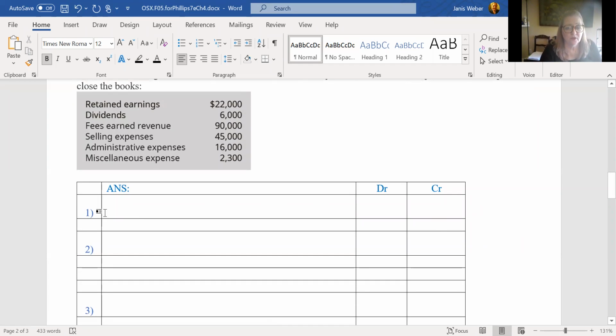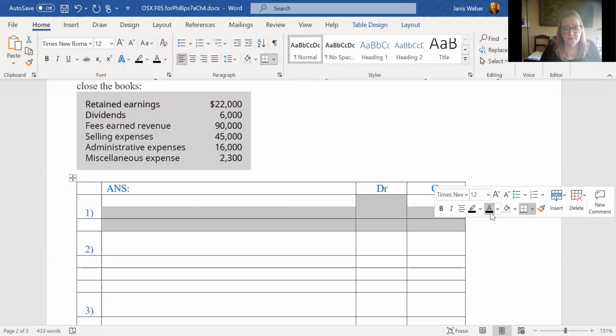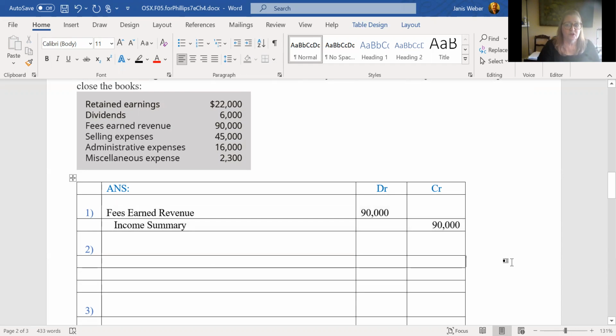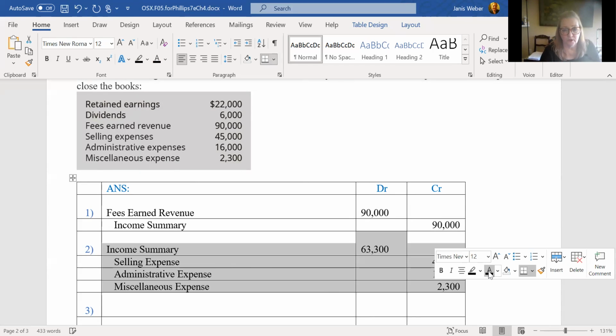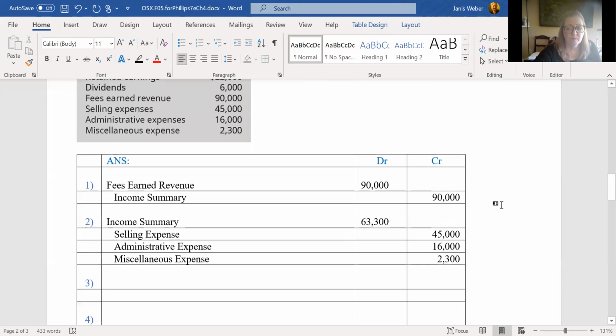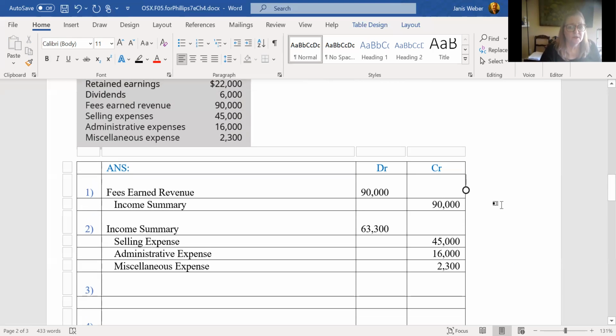Okay, so the first one is we're going to clear the revenue or close the revenue. In this case, it's fees earned revenue. Service business. Fees earned revenue is a credit balance account, so we debit it when we close, and we close it to the income summary account. Then we pick all the expense accounts. They are expenses, debits, so we're going to close them with a credit, and we're going to close them into income summary. 3 expense accounts, right? Yep.